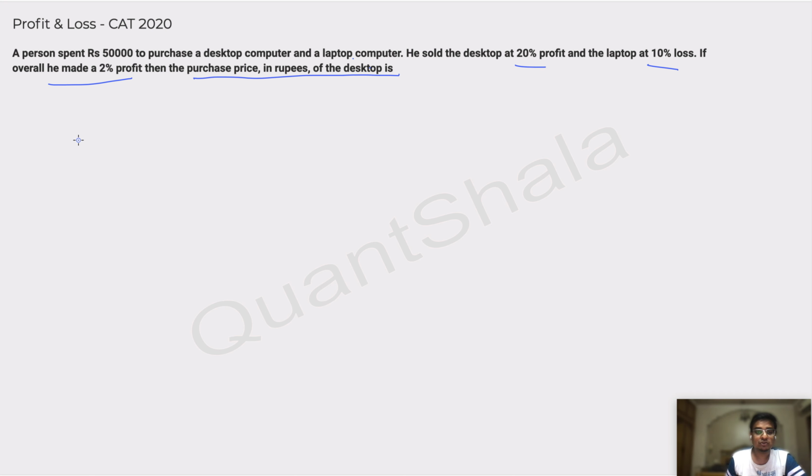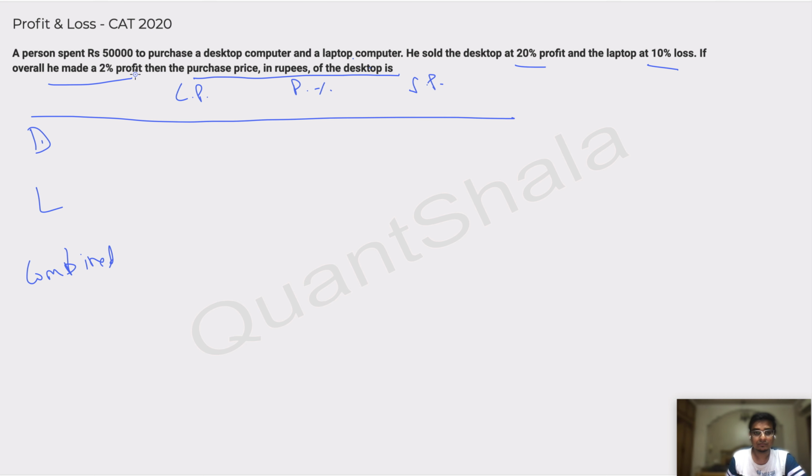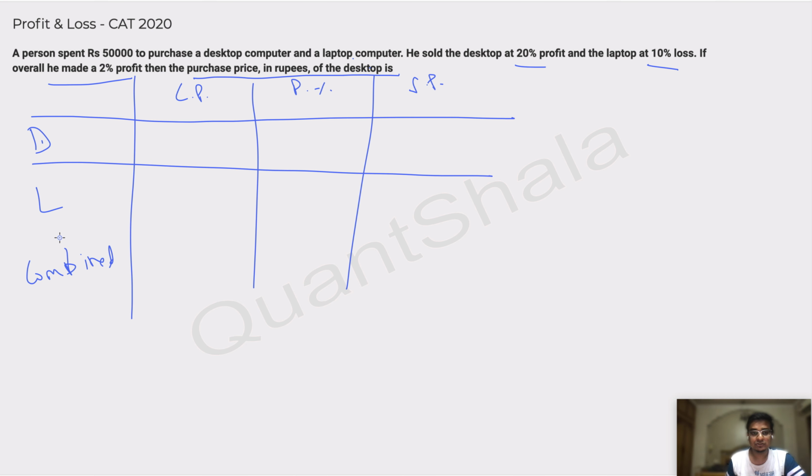Okay. So let's jot down the information given here. Let's say this is for the desktop, this is for the laptop, and this is combined. So we're going to make a simple table here. We're going to jot down all the information for all of these: cost price, and let's say profit percentage, and then we'll have the selling price here. Okay. So some information we are given, some information we are asked.